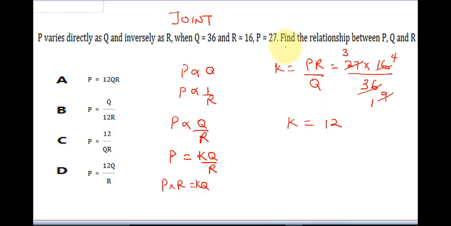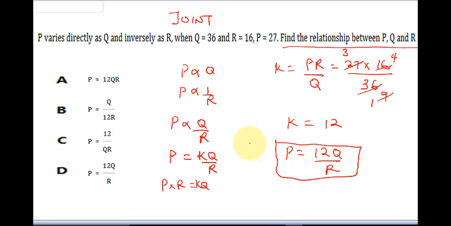Now the question says find the relationship between p, q, and r. Now it says p is equal to k q over r. Now our k is what? 12 q over r. So this is our final answer. Now which of the options is correct? I think from here I can see D, it's my correct answer.